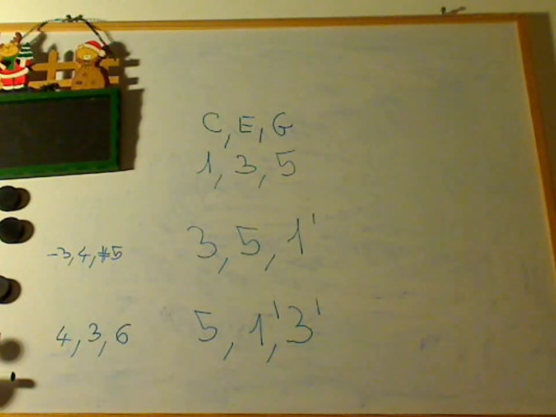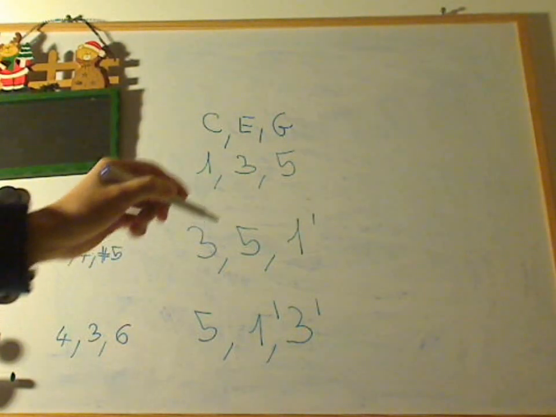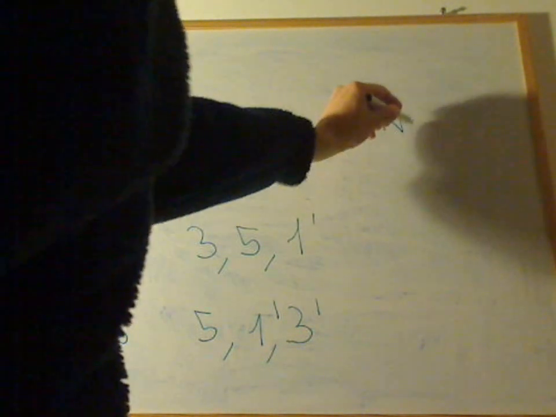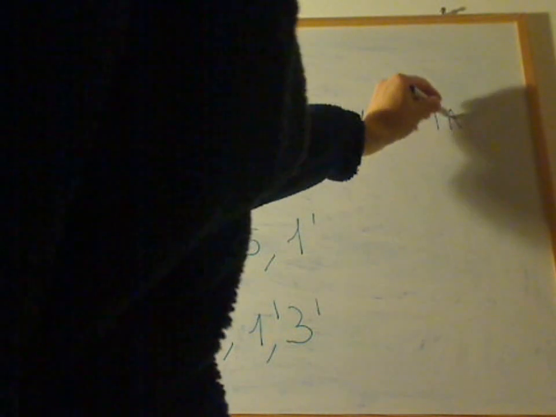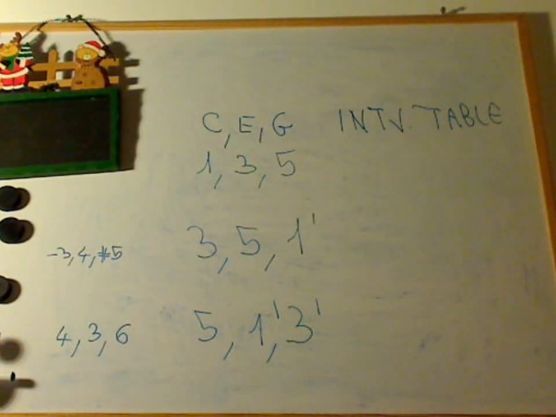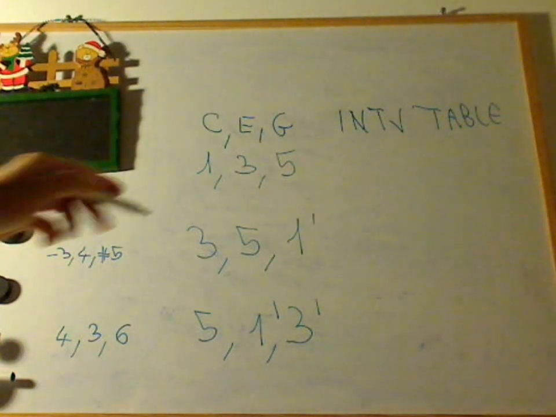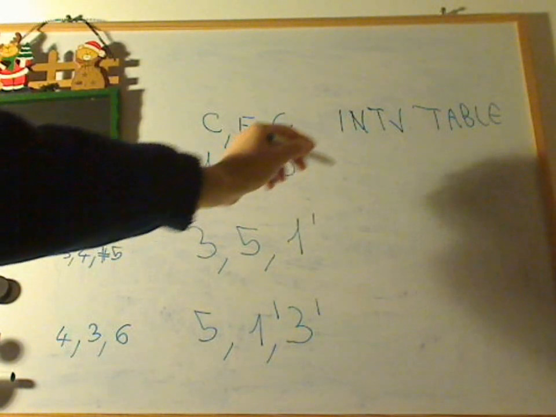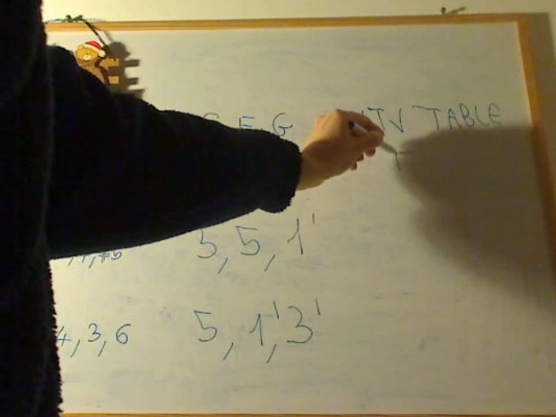And I write on the right this little table that I call interval table. And I'm going to write the intervals that I encounter. So in root position I have 1, 3 major third. So I write major third.